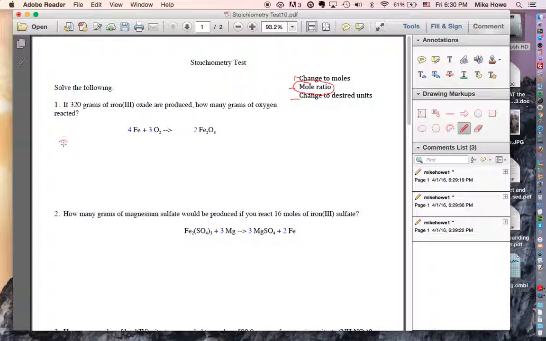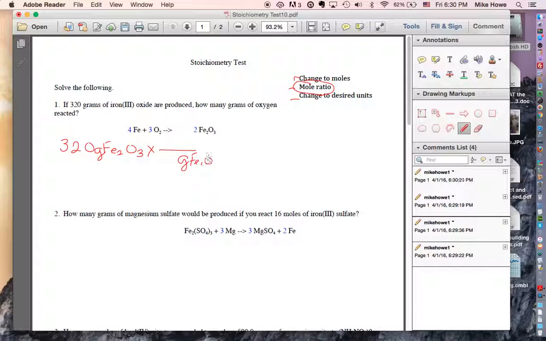So in this case, we've got 320 grams of iron 3 oxide. We would need to change that to moles. To do that, I forgot to write the word grams in, you'd put grams of Fe2O3 on the bottom so that they cancel out. Then you put moles on the top. So this is the first step, changing to moles.